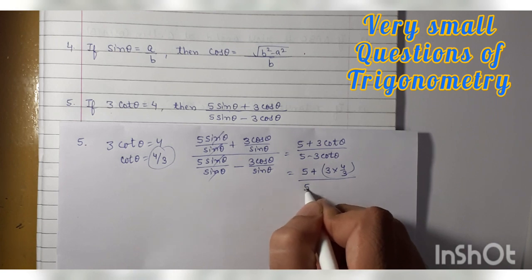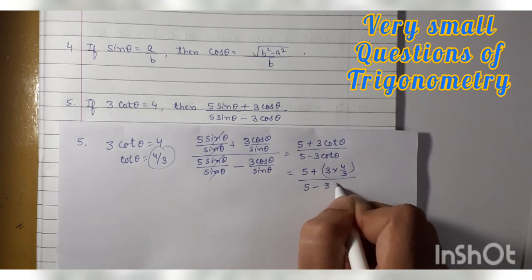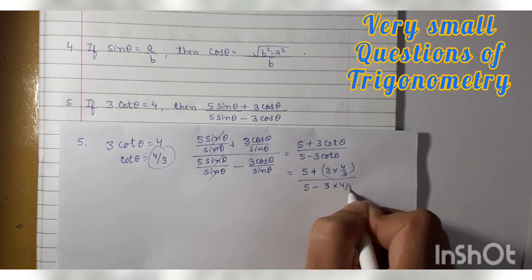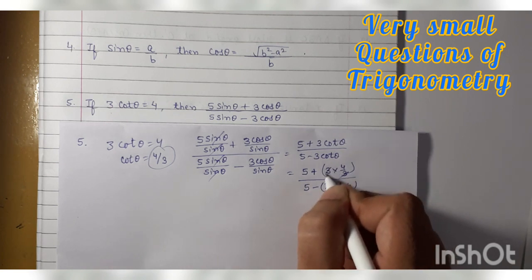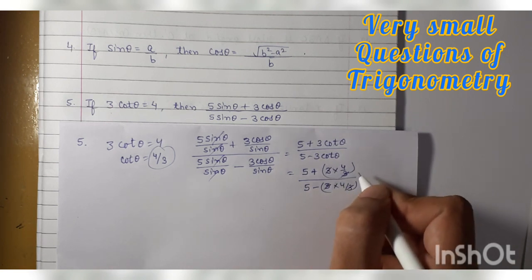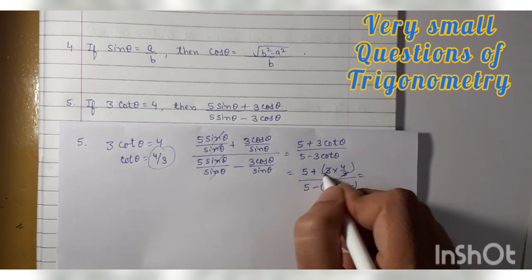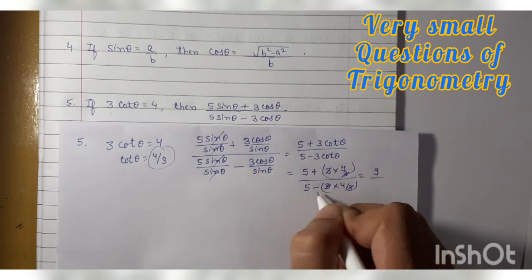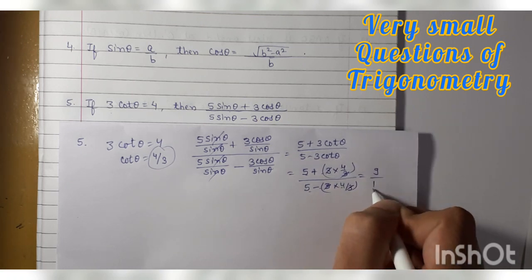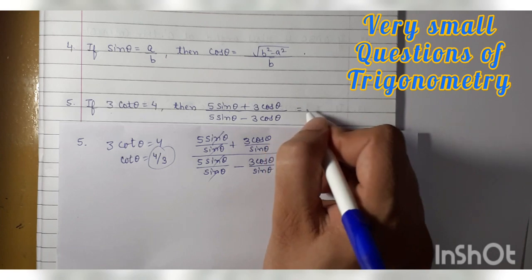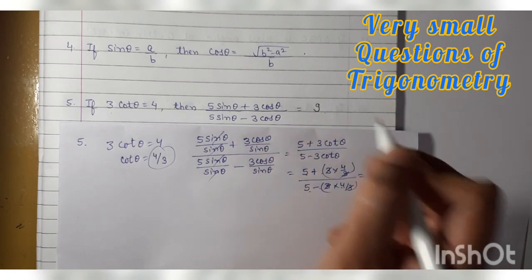And here 5 minus 3 cot theta. Cot theta is 4 upon 3. 3 to 3 cut. Again 3 to 3 cut. What will be? 5 plus 4 is 9. And 5 minus 4 is 1. So what is the answer? It is 9.